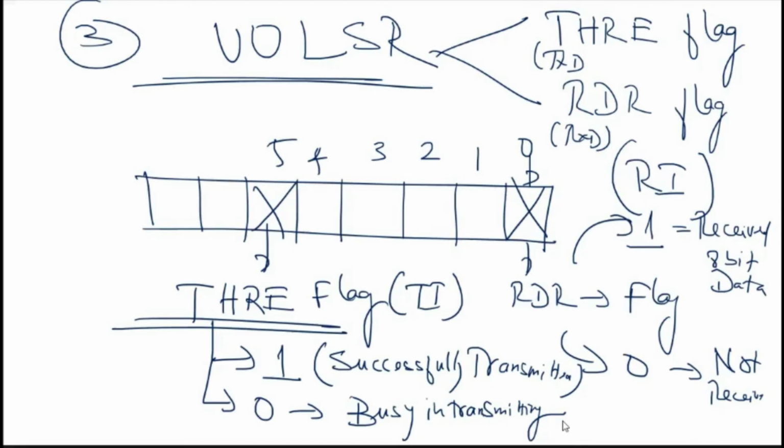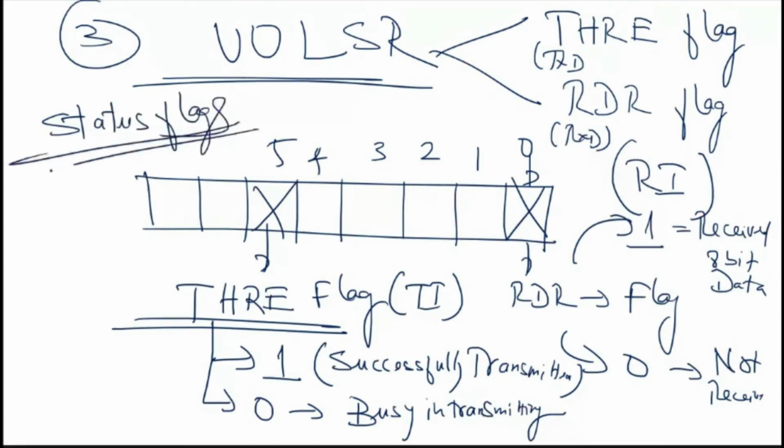So these are the two status flags. One, transmit holding register empty flag, the 5th bit, and then the receive data ready flag, that is the 0th bit. These are the two status flags.